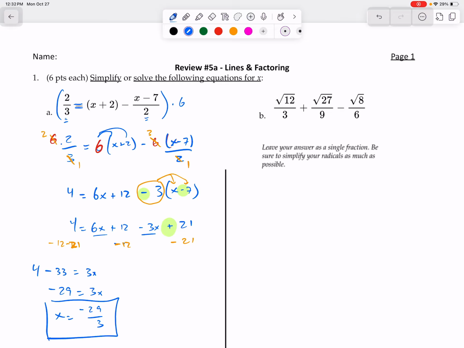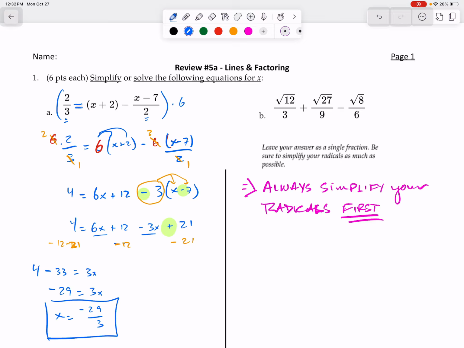Over here, let's just always, can't spell, always simplify your radicals first. It'll just make your life a lot easier.